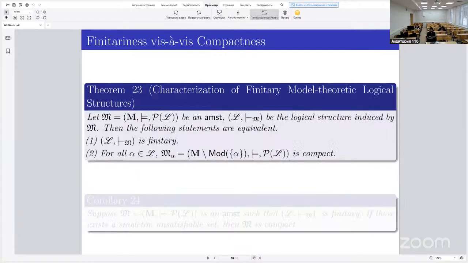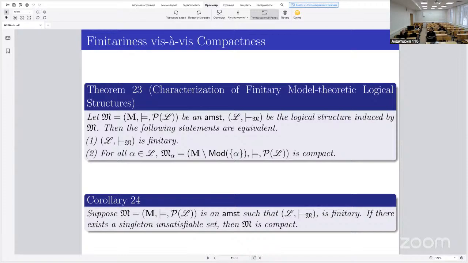Okay, so this is the characterization. You have an MST, and note that this is for an arbitrary MST. This is the logical structure induced by M. Then the induced logical structure is finitary if and only if for every alpha this particular abstract model structure is compact. Basically, if you have a negation, this simply means that if you take the families of models of classical negation, each of them is compact, which implies that this is finite. A rather surprising consequence of this is the following theorem, which states that if you have an MST such that the induced structure is finitary, and there exists a singleton unsatisfiable set, then M is compact.